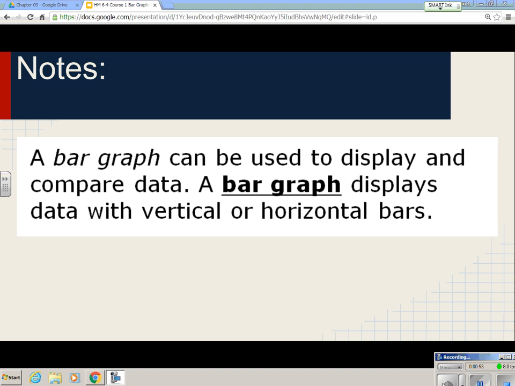All right, so since our goal today is to look at bar graphs, why don't we write down the definition of what a bar graph is? First, bar graphs can be used to display and compare data. And bar graphs display the data with vertical or horizontal bars. Okay, go ahead and write that down and then come back.